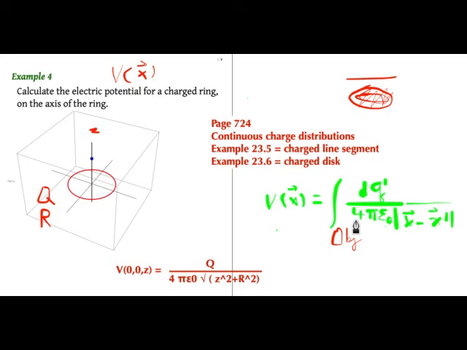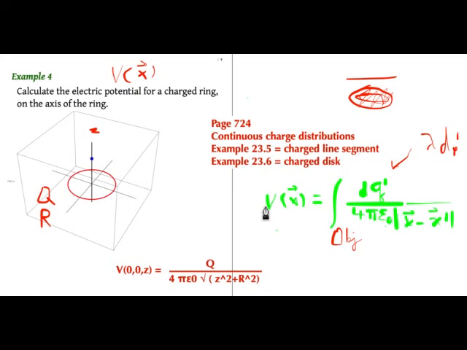dq prime over 4 pi epsilon 0, now I could just say dq prime is some charge density lambda d phi prime, if I integrate around the ring, times 1 over the distance from x, that's the blue point here, to the point on the ring, x prime.